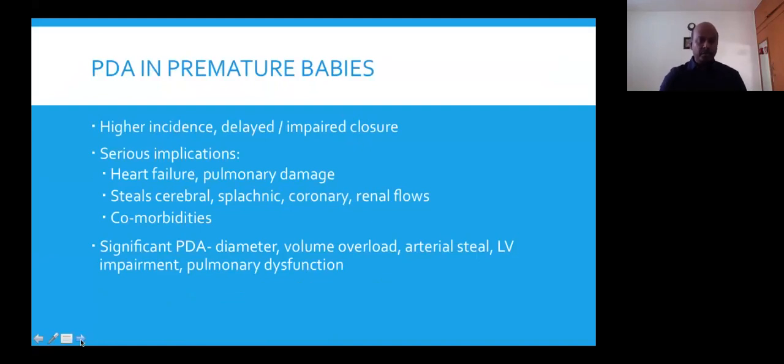So PDA in premature babies, we have seen already that the incidence is higher and the symptoms are more common because of steal of the cerebral, splanchnic, coronary, and renal flow. So you have a higher incidence of renal dysfunction, intraventricular hemorrhage, periventricular leukomalacia, and splanchnic problems like necrotizing enterocolitis. All these are associated with a large significant ductal shunt.